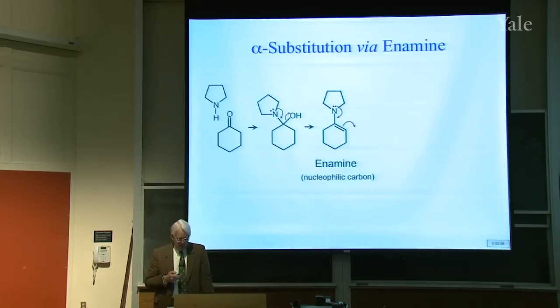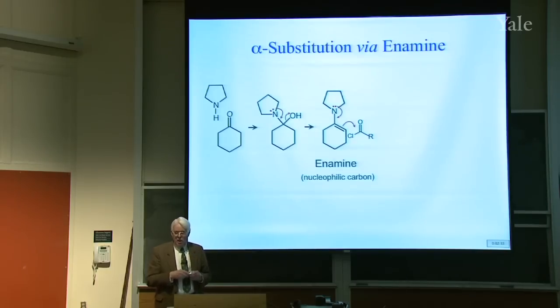And the reason it's useful is the unshared pair can get involved in making that carbon nucleophilic. Remember, we just said that cyanide is an important synthetic intermediate because it has a carbon that's a nucleophile that can attack another carbon and form a carbon-carbon bond. In the Strecker synthesis of the amino acid, we saw that, right? But here's another one that can function as a nucleophile to make new carbon-carbon bonds.